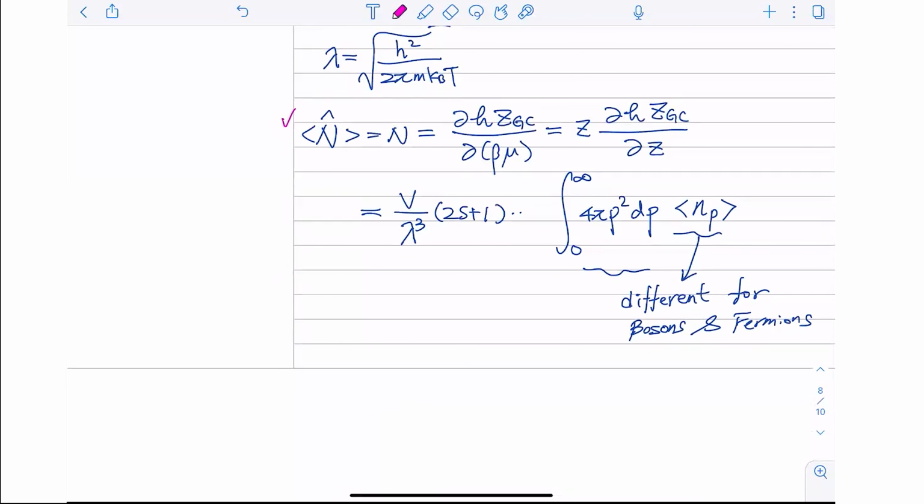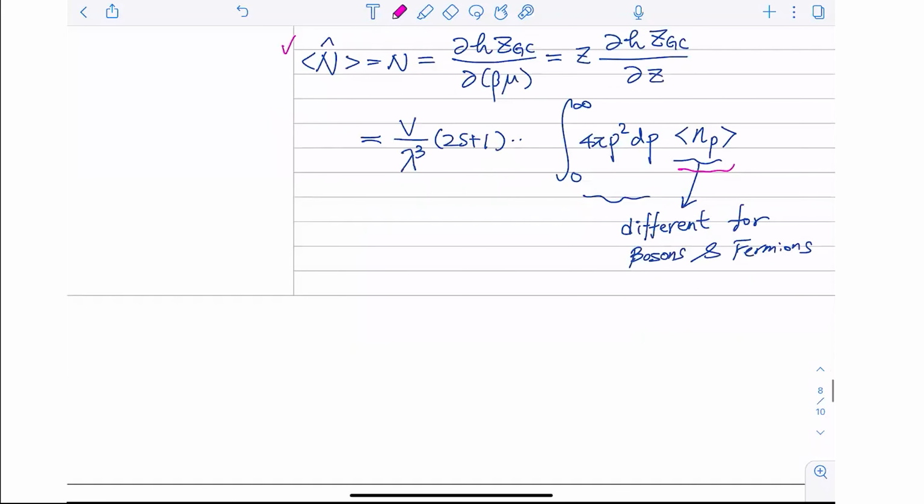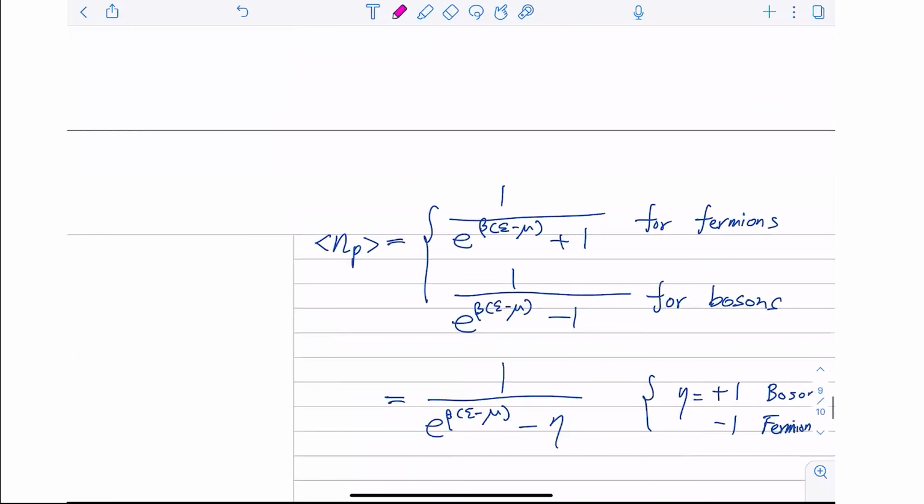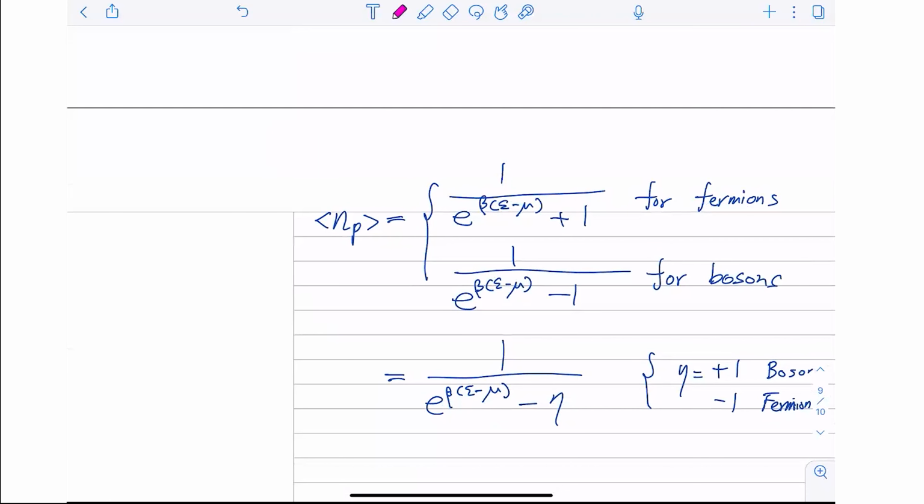And the important thing is about the occupation number, which is quite generic for these non-interacting systems. And they are basically the Bose-Einstein distribution function and the Fermi-Dirac distribution function. So that will be today's lecture.